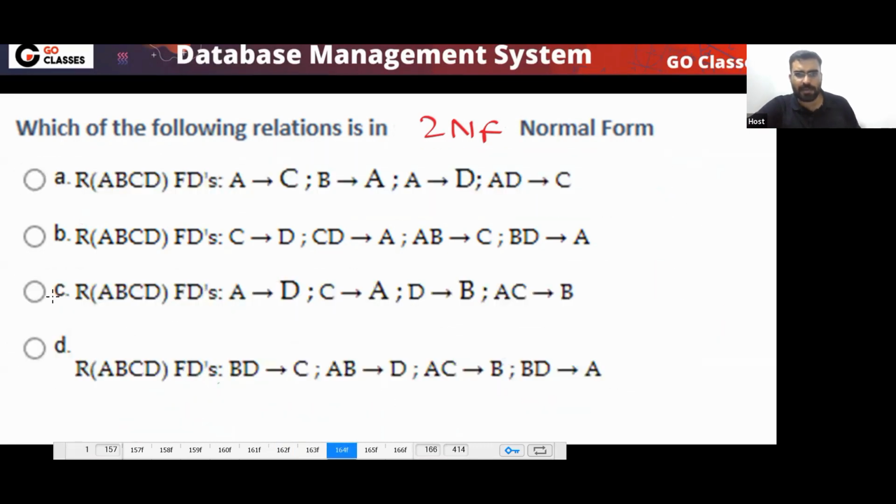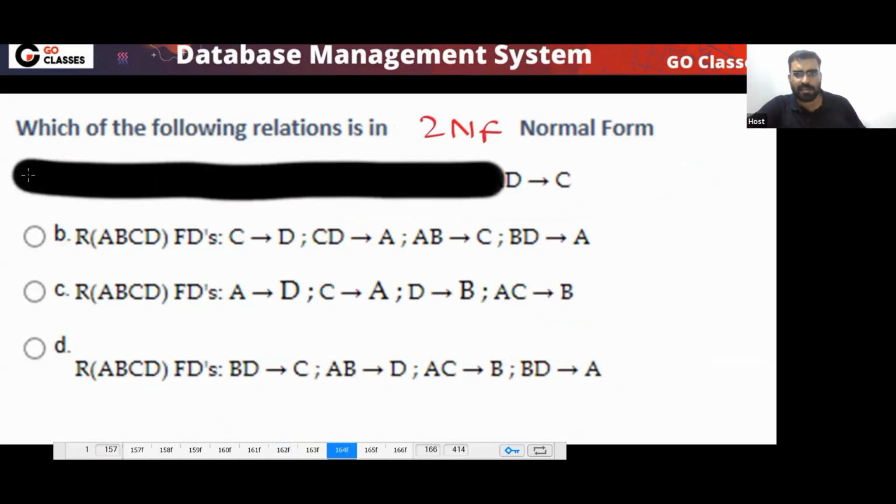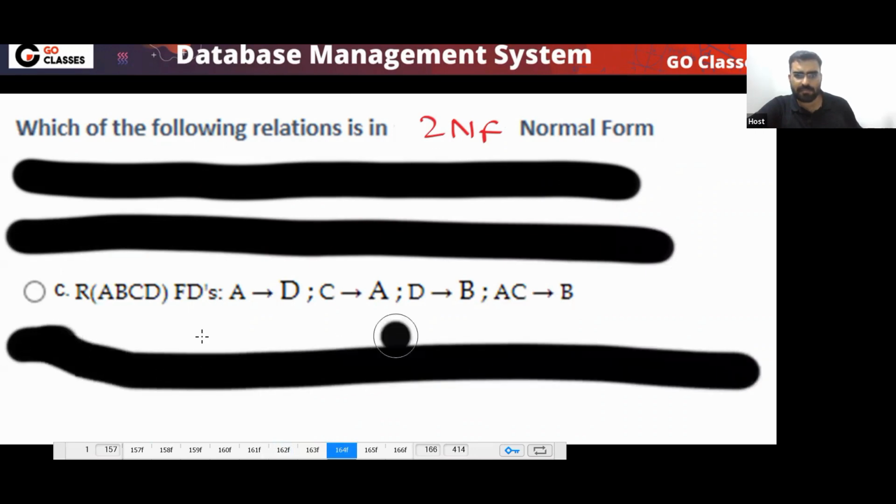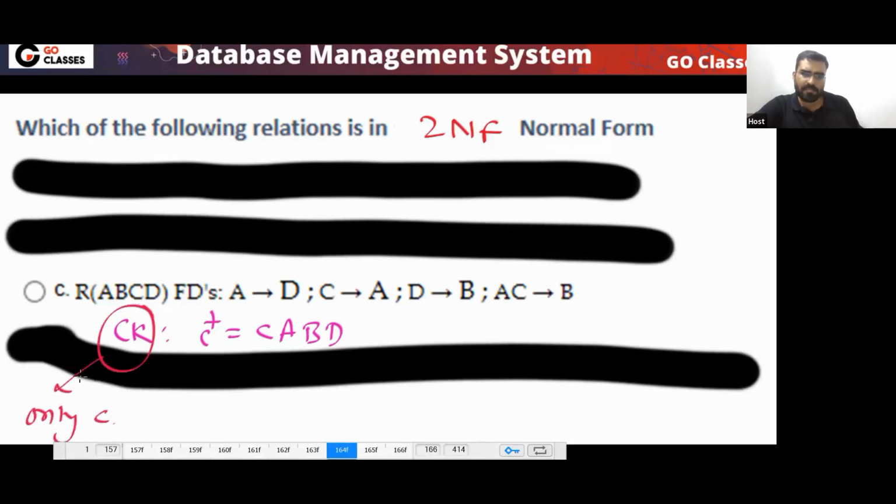Next, let's see the next example, that is option C. In option C, what are the candidate keys? Just check what C plus is. C plus is C, A; C can determine B, and A can determine D. So the only candidate key is C.